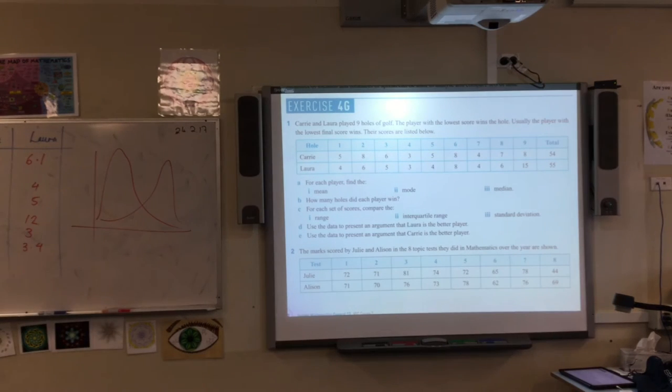All right, let's go down a little further. Can you make an argument from the mode? What do you think? What would be the argument that you make from the mode? Carry on. So when we make an argument about consistency, the mode is an important number to use, because it's the thing that happens most often, right? So that's fair enough.